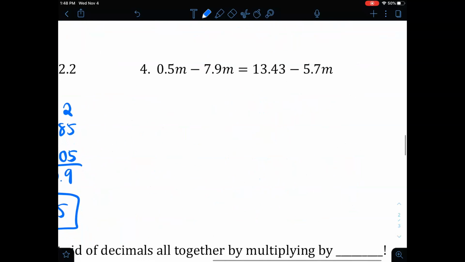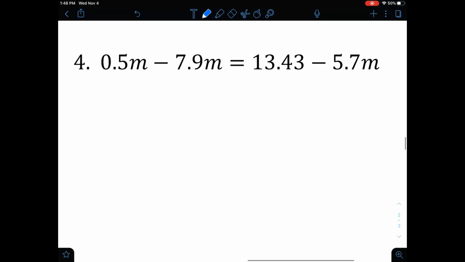All right, last example for this one, then we're going to do one more little example, and we'll be good to go. All right, number 4, 0.5m minus 7.9m equals 13.43 minus 5.7m. Do we have anything to distribute here? No. Any like terms? Yes, we got 0.5m and negative 7.9m, which when we combine those is negative 7.4m. You just add or subtract the numbers in front.